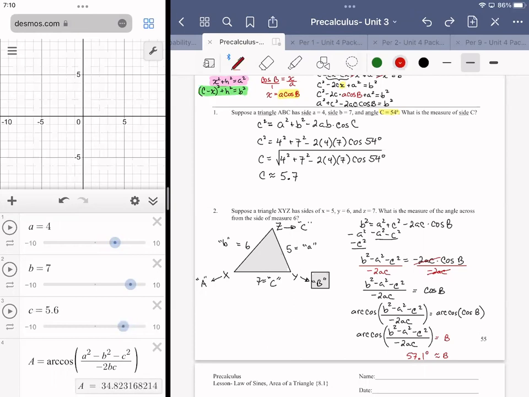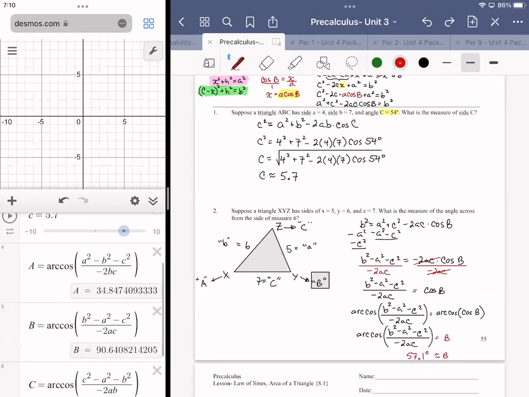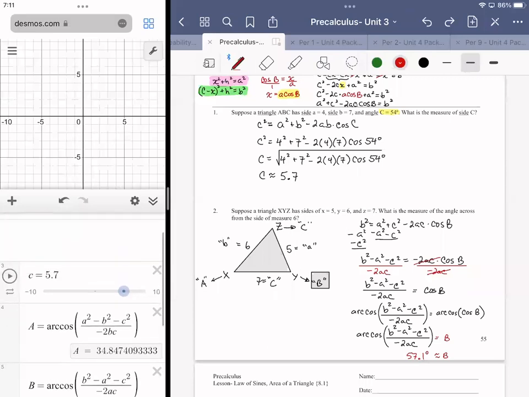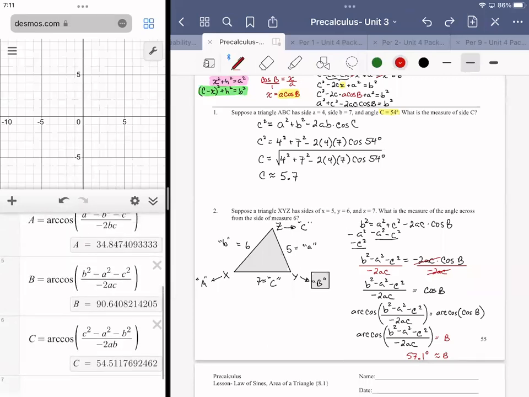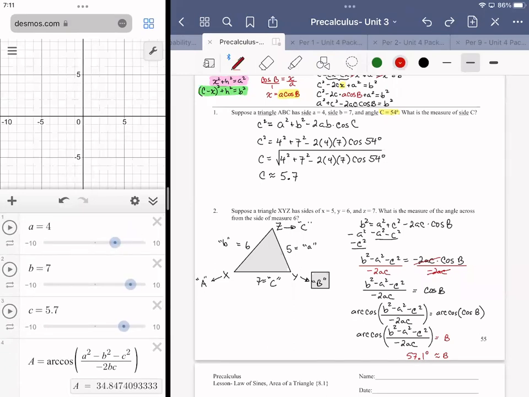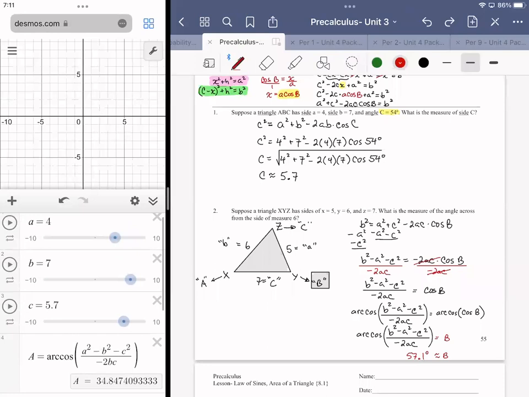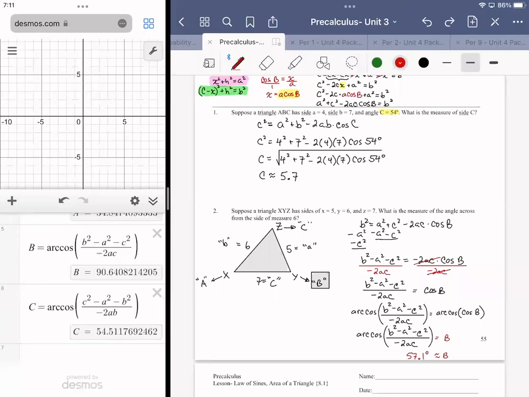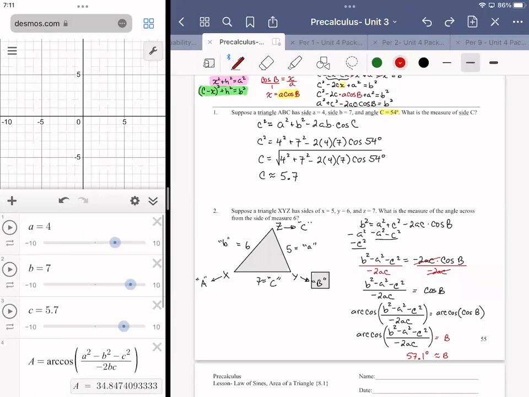So I just pop that in. It'll let me. Okay. All right. So I have angle A, 34 degrees, 35 degrees. Angle B, 90-ish degrees. It's kind of freezing up on me. And angle C was about 54.5 degrees. All right. So, a little error due to rounding, but it's in the right neighborhood of what it was supposed to be. They said 54. We came a little bit more than 54. So pretty solidly right in the neighborhood.